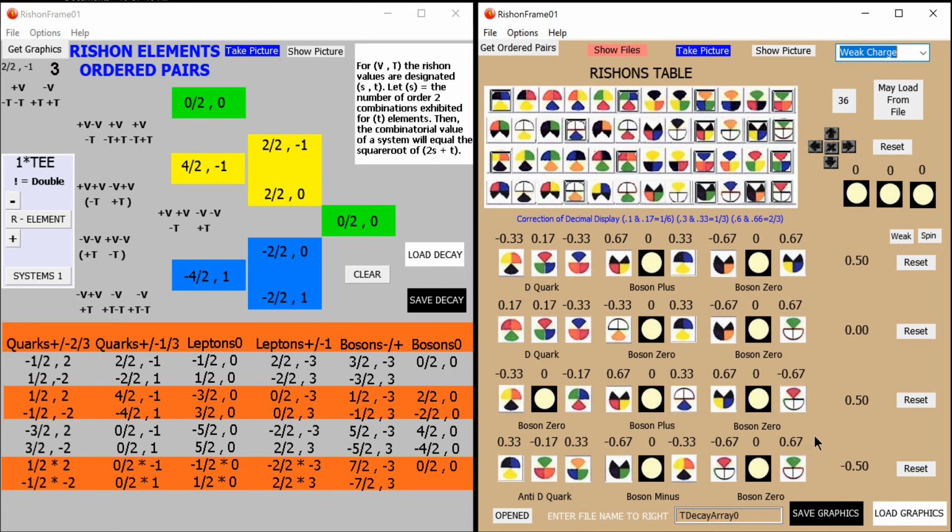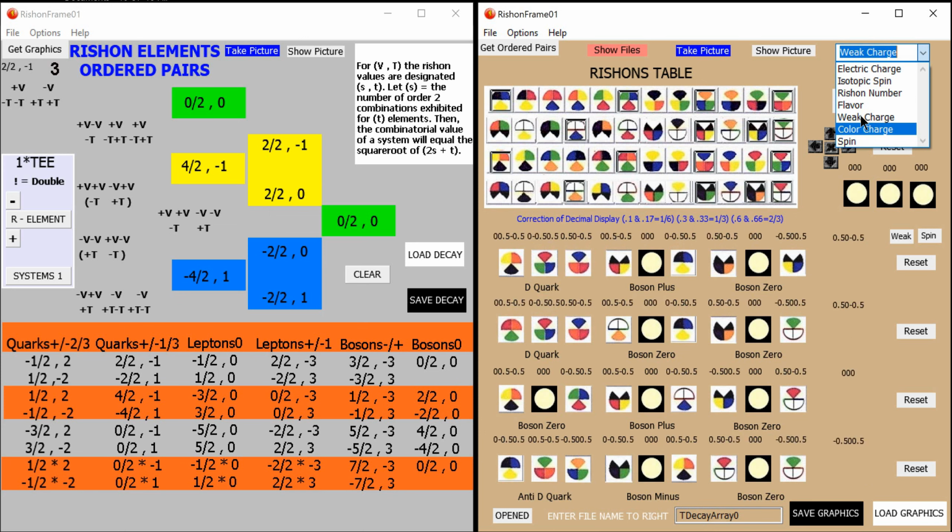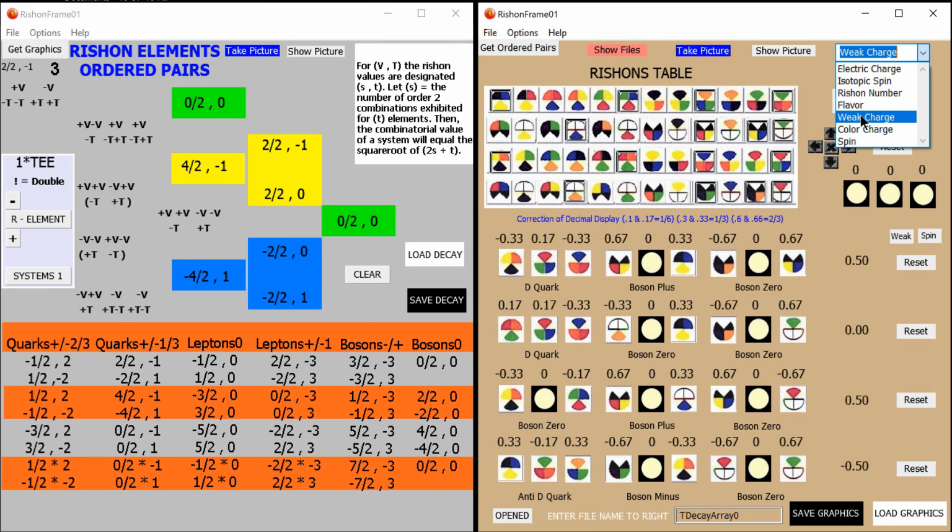Okay, and so we see that for the electric charge, spin, and weak charge, we have quanta consistent with the standard model. Next, in the next video, we will check the isotopic spin, flavor, and color.